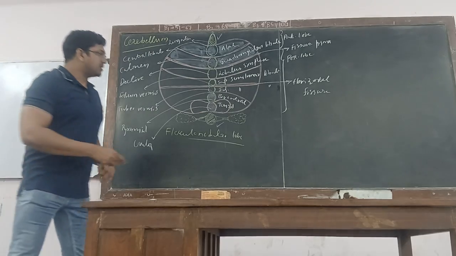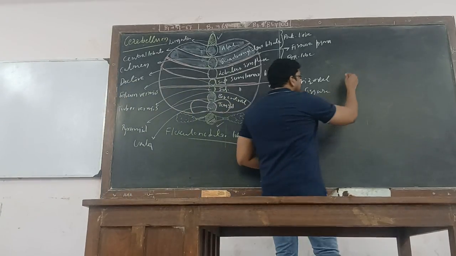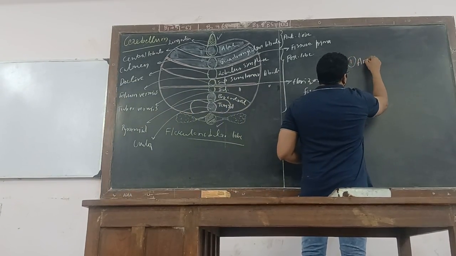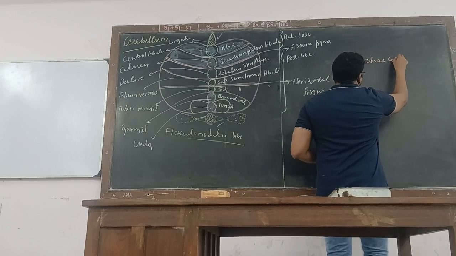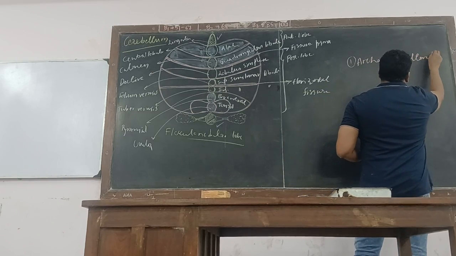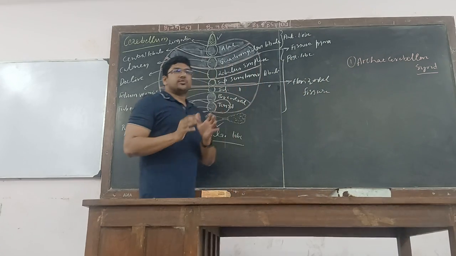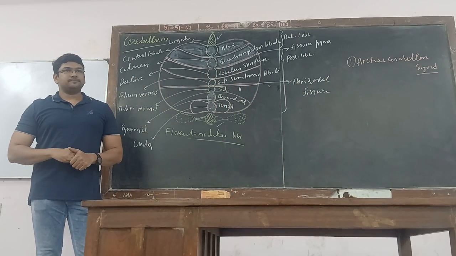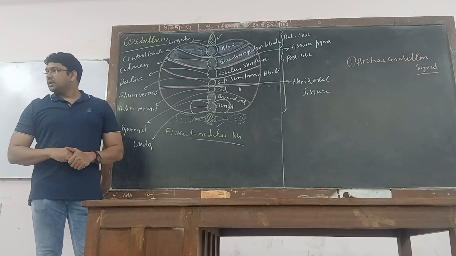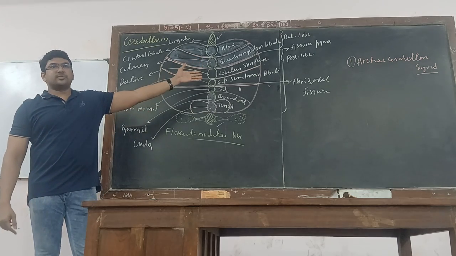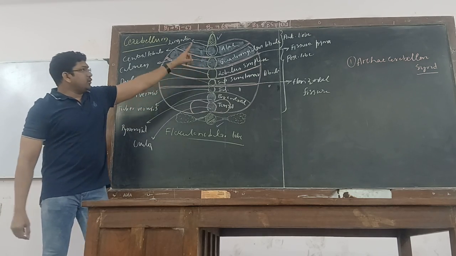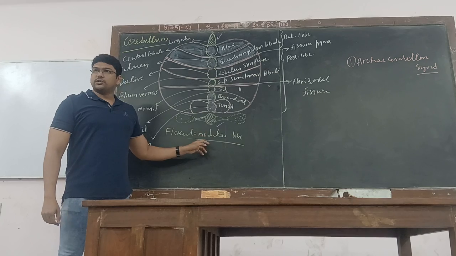So let us categorize more. First of all, coming to archicerebellar syndrome. In archicerebellar syndrome, which part of the cerebellum must be damaged over here? The lingula, or the flocculonodular lobe.